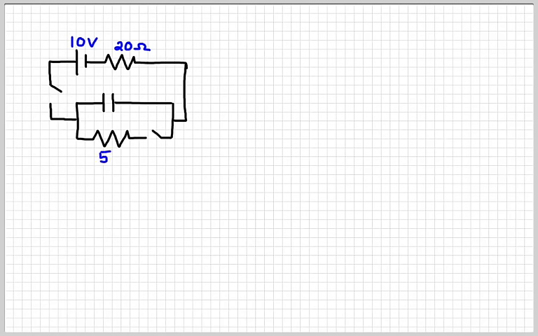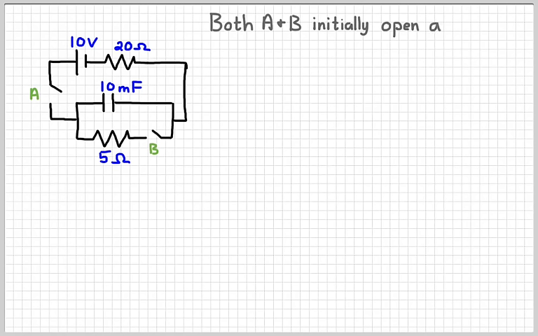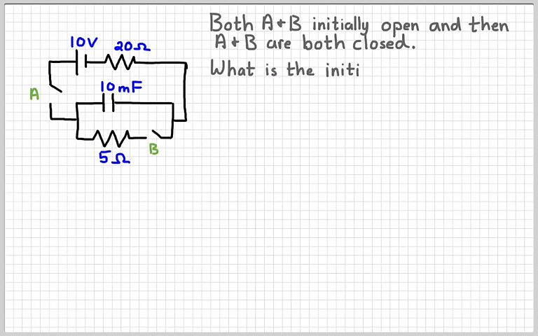So same circuit. Both A and B are initially open. And then this time, at time t equals 0 seconds, we're going to close both of those switches. And we're going to answer the same two questions. What is the initial current through each of those resistors?